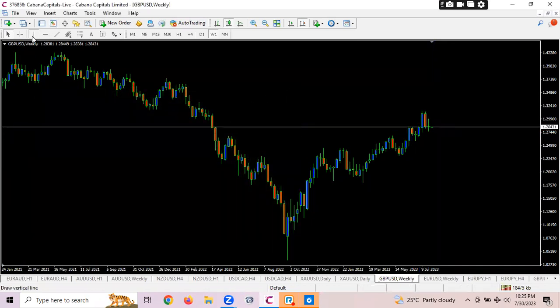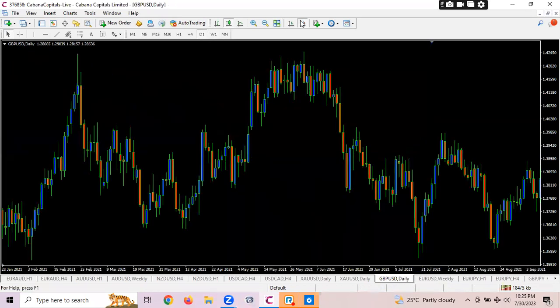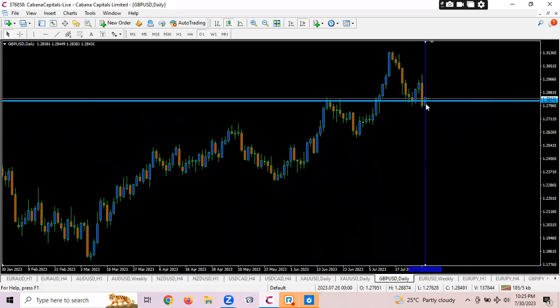So last week's candle closed as a doji after testing supports. Okay, so let's go down to the daily and see what we had on the daily after the close of that weekly candle. Last week's Friday candle closed as bullish.